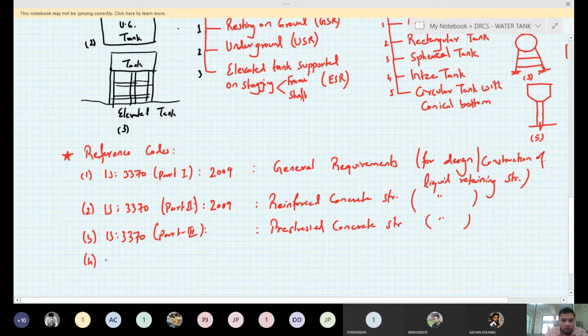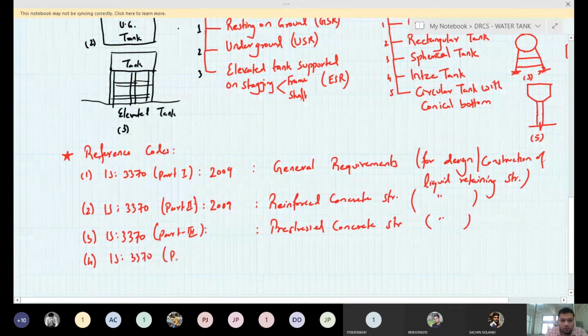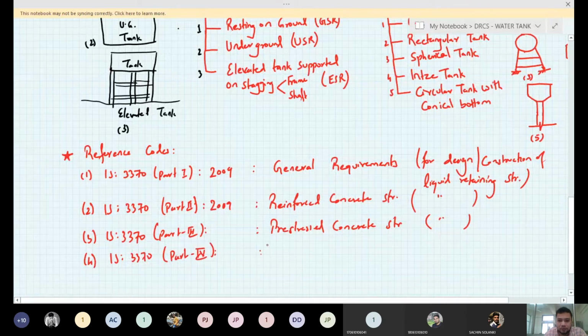And the part 4 IS 3370, again, this is the older version. It gives the design tables, but these tables are based on the old code, because the new revision is not published.